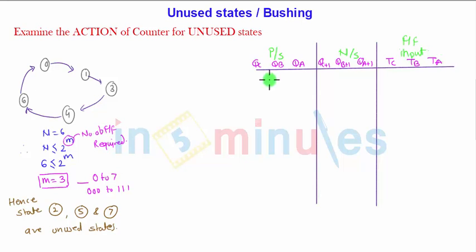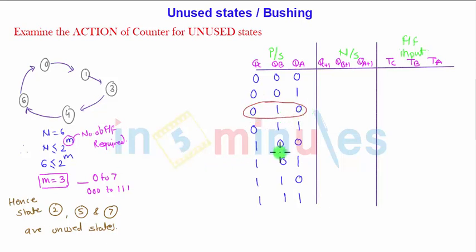For the present states, we have all the conditions starting from 000 to 111. So let me complete the table for you. Out of these, state number 2, that is 010, state number 5, 101, and state number 7, 111, are the unused states. I'm highlighting these because I have to check the action of the counter for these states. The corresponding next states I will obtain from the state diagram. So here is my state diagram.